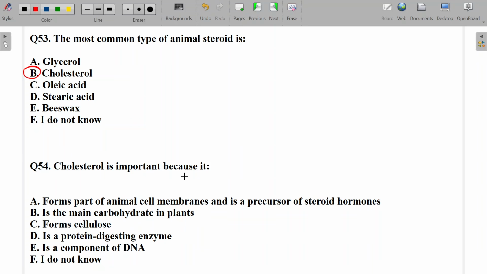Question 54. Cholesterol is important because it: A. Forms part of the cell membranes and is a precursor of steroid hormones, B. Is a main carbohydrate in plants, C. Forms cellulose, D. Is a protein digesting enzyme, E. Is a component of DNA, F. I do not know. A. Yes, wonderful. It's A.